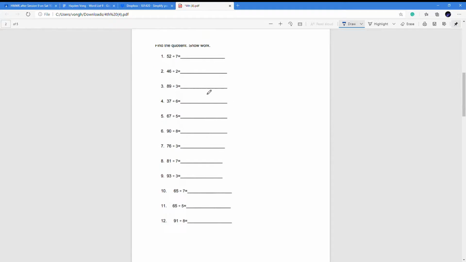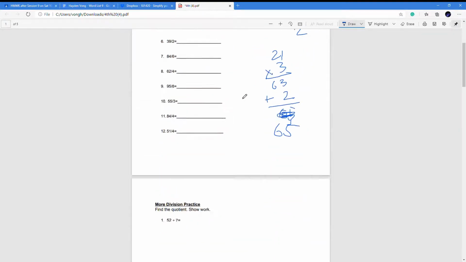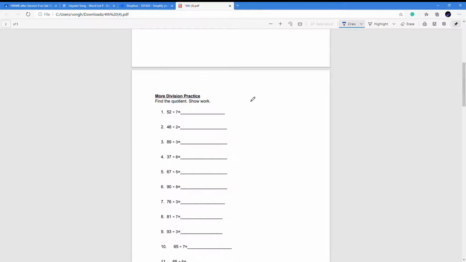Now more division, it's the same thing. I'll go over it too. So you have 52 divided by 7. How many times does 7 go into 5? 0, so you put a 0. Now how many times does 7 go into 52? If you remember, 7 times 7 equals 49, so it's 7 there. Then you just subtract. 52 minus 49 is 3. So your answer is 7, remainder 3.